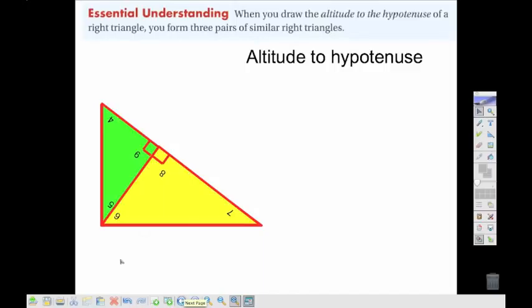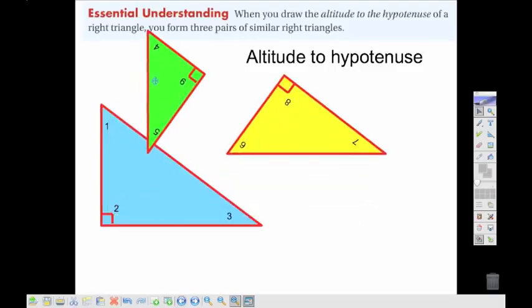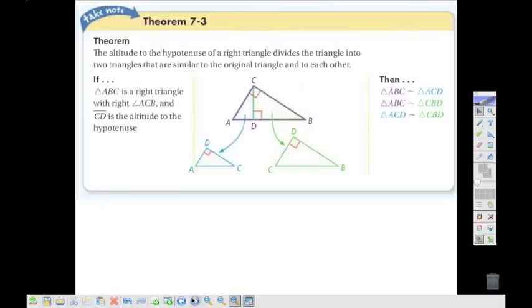So the important thing is noticing that what we're looking at is going from a right angle and we're drawing the altitude from the right angle. So we're drawing the altitude to the hypotenuse, the longest side. And that's going to give us all these similar triangles. And so the theorem we get is that we get these similar triangles when we pull that apart.